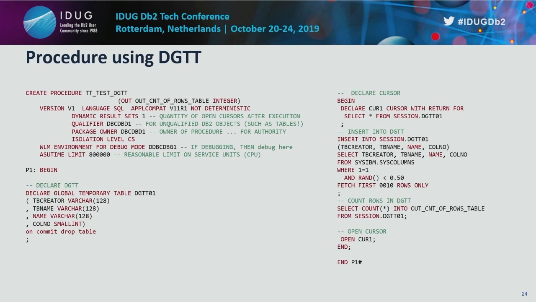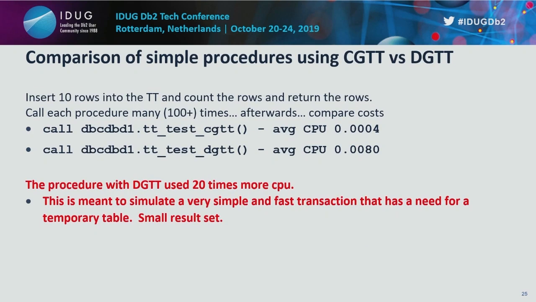And here's an example of a different procedure using a declared temporary table and performing the same logic. But here you see I have to declare the temporary table, and then I declare a cursor, and here then I do the insert, same logic, and then I count the rows unnecessarily, and then I open the cursor to return it. So, some simple examples. I called the first one 100 times, and I called the DGTT one 100 times. And you can see the one using the CGTT was 20 times cheaper.